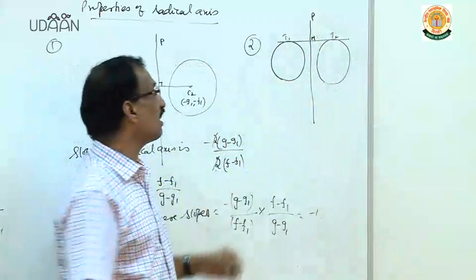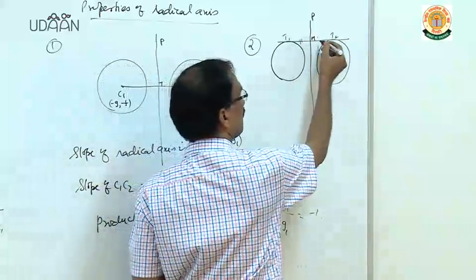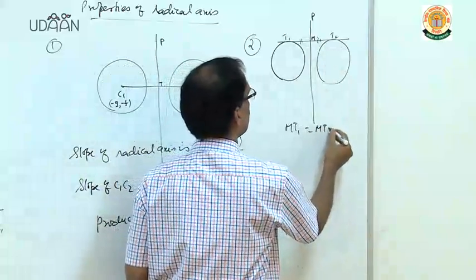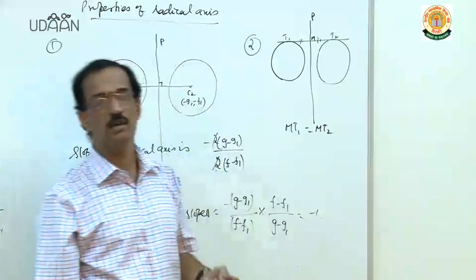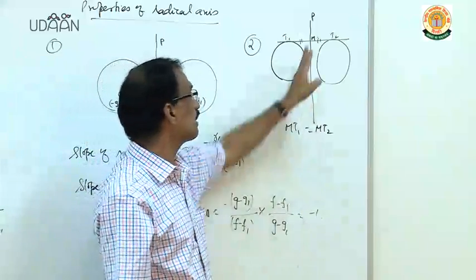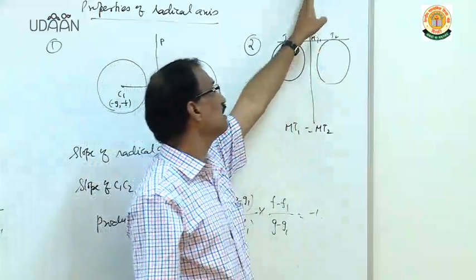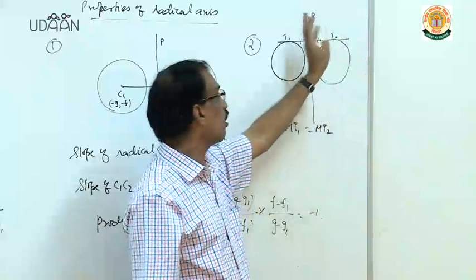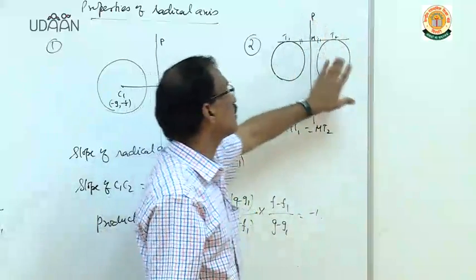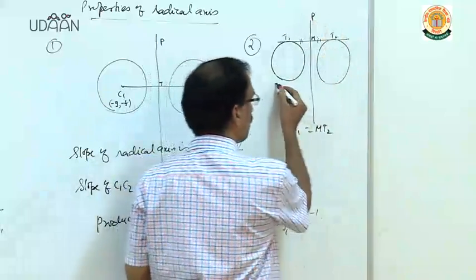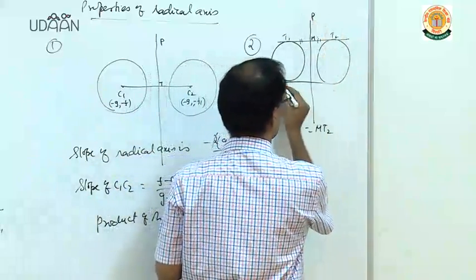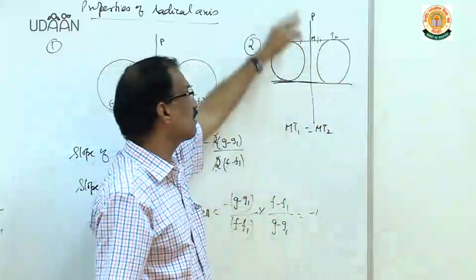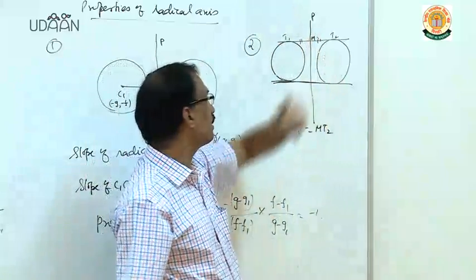So if they are always equal, we can say that MT1 equals MT2. That means this radical axis bisects the common tangents drawn to these two circles. Even down here also you can get this. So this way we can get that the radical axis is bisecting the common tangents.